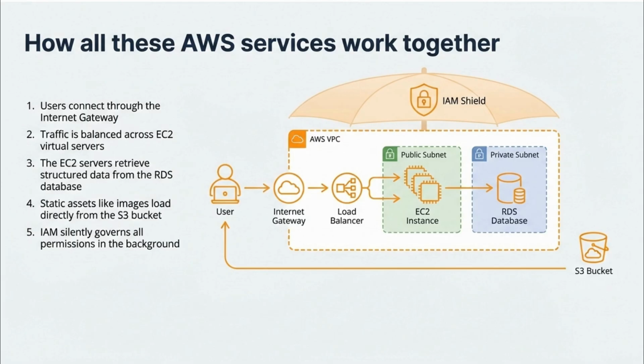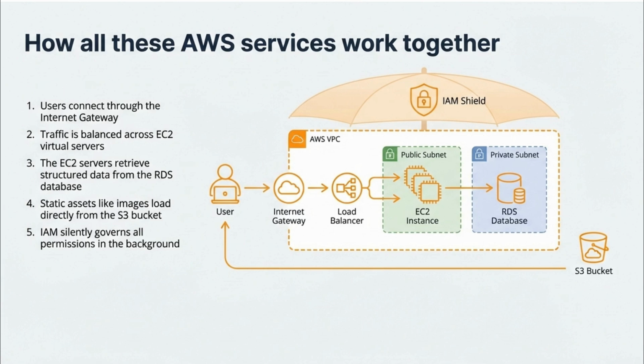So when the user connects through the internet gateway, traffic is balanced across EC2 servers. Then the EC2 retrieves structured data from the AWS database. Static assets like images load directly from the S3 bucket. IAM silently governs all the permissions in the background. So this is the overall overview we can see, and there is the IAM shield in the overview. So this is how the AWS services work together.